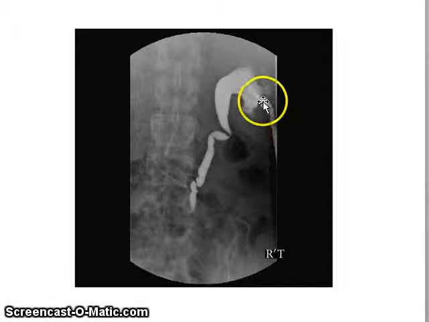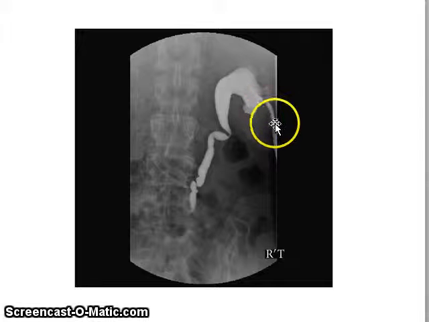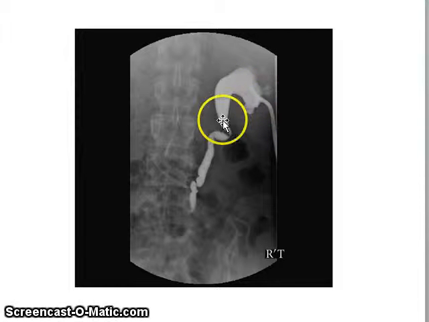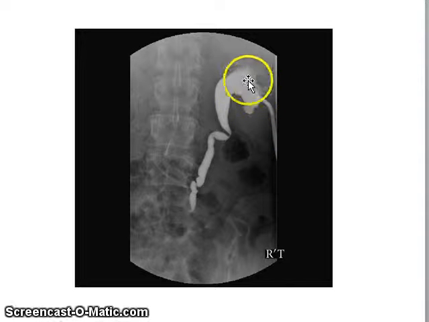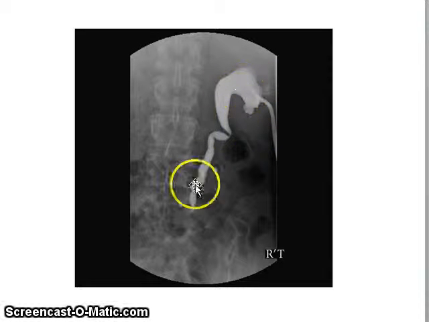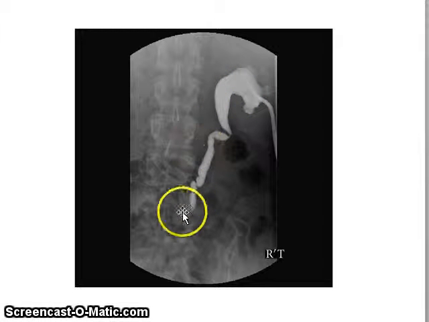So once the renal pelvis is accessed, urine is withdrawn, aspirated to make sure that you're in the GU system, and then contrast is injected. This is considered antegrade because it is with the normal flow. So here they have accessed the renal pelvis, they have injected contrast, and now contrast is going down the ureter.